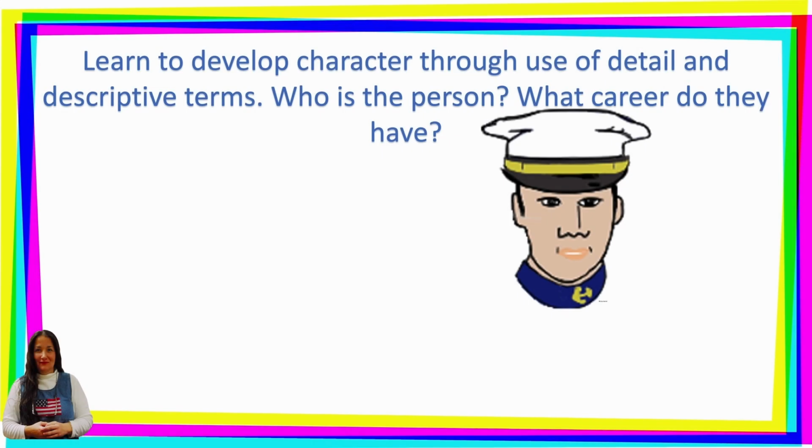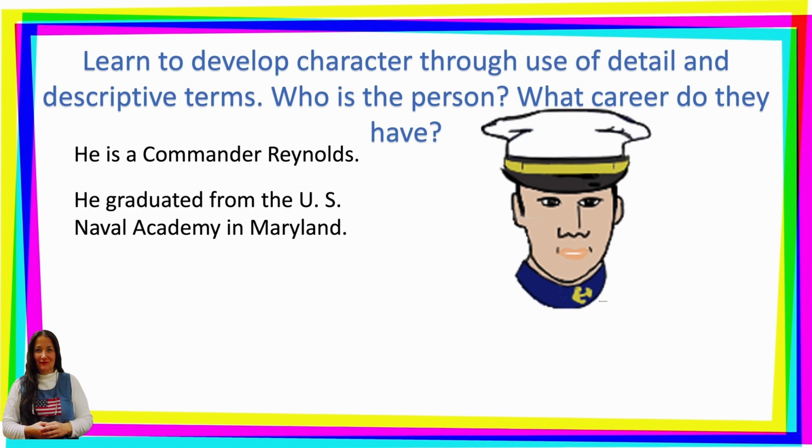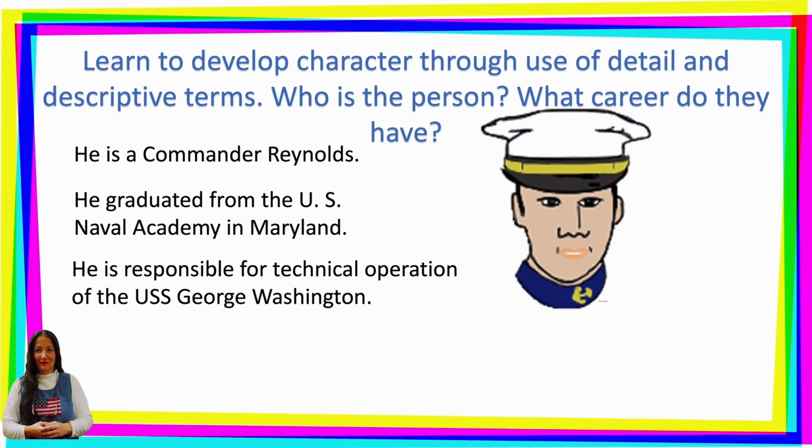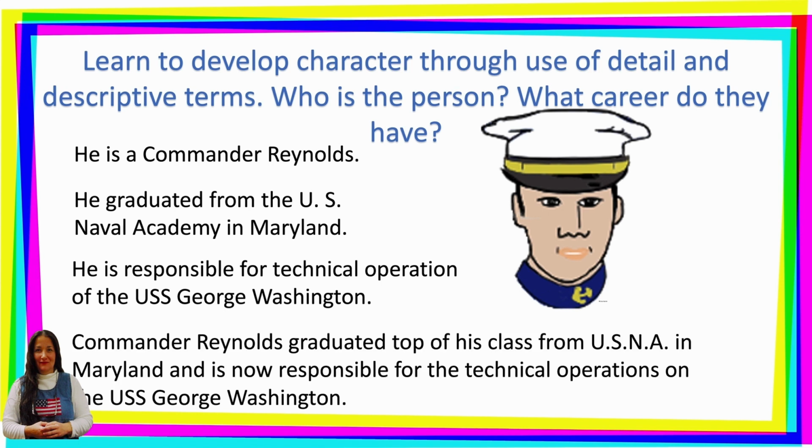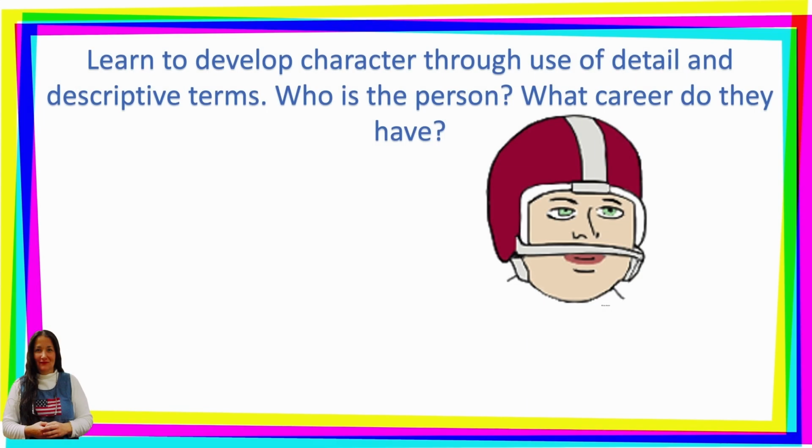Learn to develop character through use of detail and descriptive terms. Who is the person? What career do they have? He is Commander Reynolds. He graduated from the U.S. Navy Academy in Maryland. He is responsible for the technical operations of the USS George Washington. Commander Reynolds graduated top of his class from USNA in Maryland and is now responsible for the technical operations on the USS George Washington.